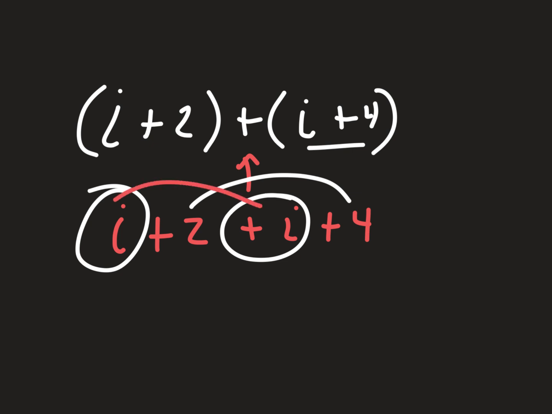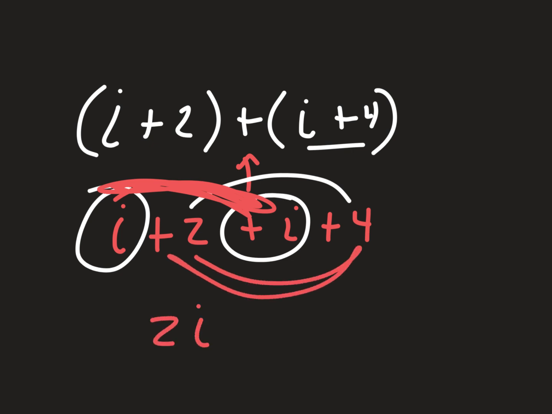Okay, what's i plus i? It is not i squared. It's i plus i. 2i. What is 4 plus 2? 6, but shouldn't the real part come first? 6 plus 2i. Raise your hand if you had 6 plus 2i.